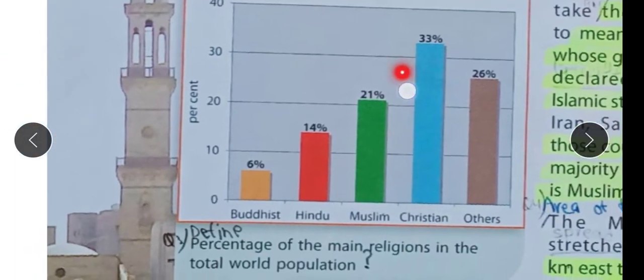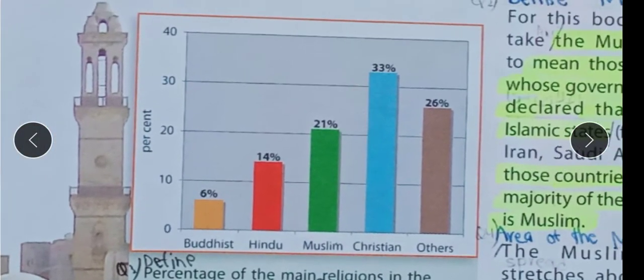As you can see on your screen, the graph is telling us that Christianity is the world's largest religion and Islam is the second largest religion of the world. 33% of the population follow Christianity, 21% follow Islam, 14% follow Hinduism, 6% follow Buddhism, and 26% follow the rest of the religions in the world.